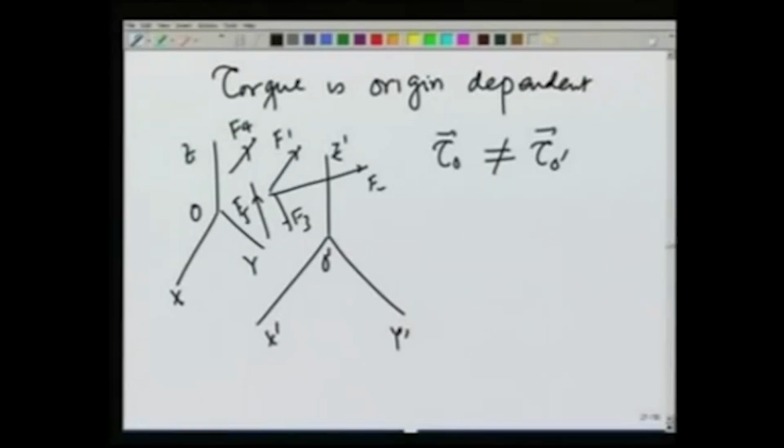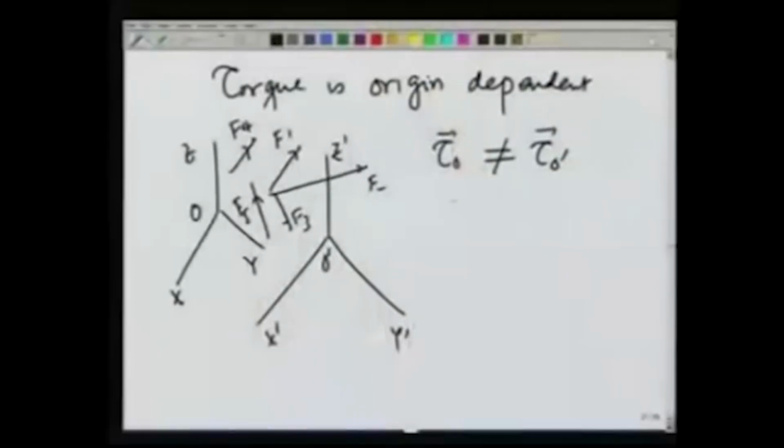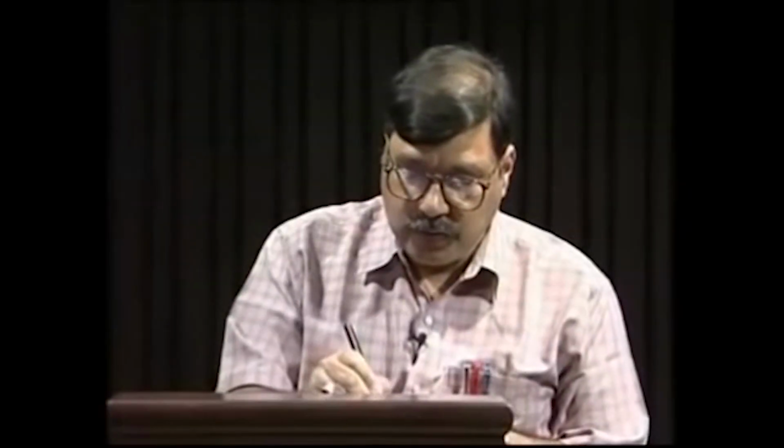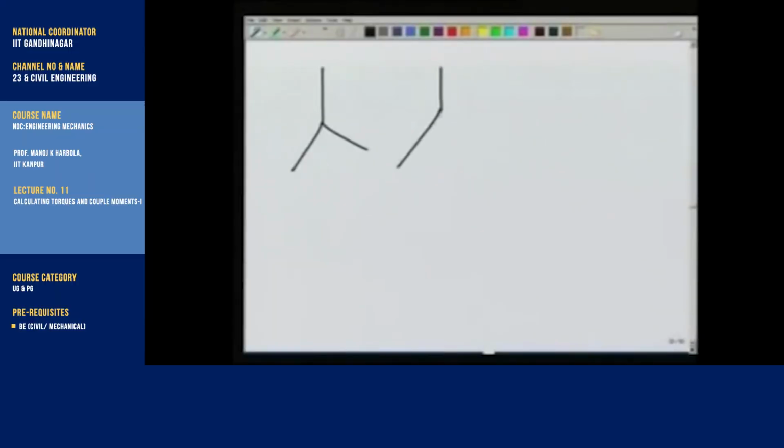However, there is a very special circumstance under which the two torques are equal, and that is when the summation of Fi is equal to 0, and I am going to show that to you. Let us take two different frames O, O prime, x, y, z, x prime, y prime, z prime. Let the displacement vector from O to O prime be r.